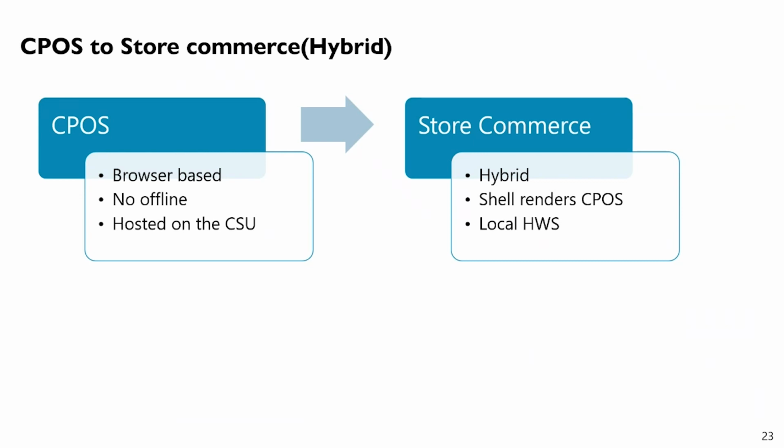There can be customers using CPOS who want to move to the store commerce app in hybrid mode, as it comes with a dedicated hardware station. This way, customers can avoid the installation of the shared hardware station. This migration from CPOS or store commerce for web to store commerce hybrid mode is not mandatory, and you can choose to migrate if you don't like the shared hardware station and want to use the dedicated hardware station.